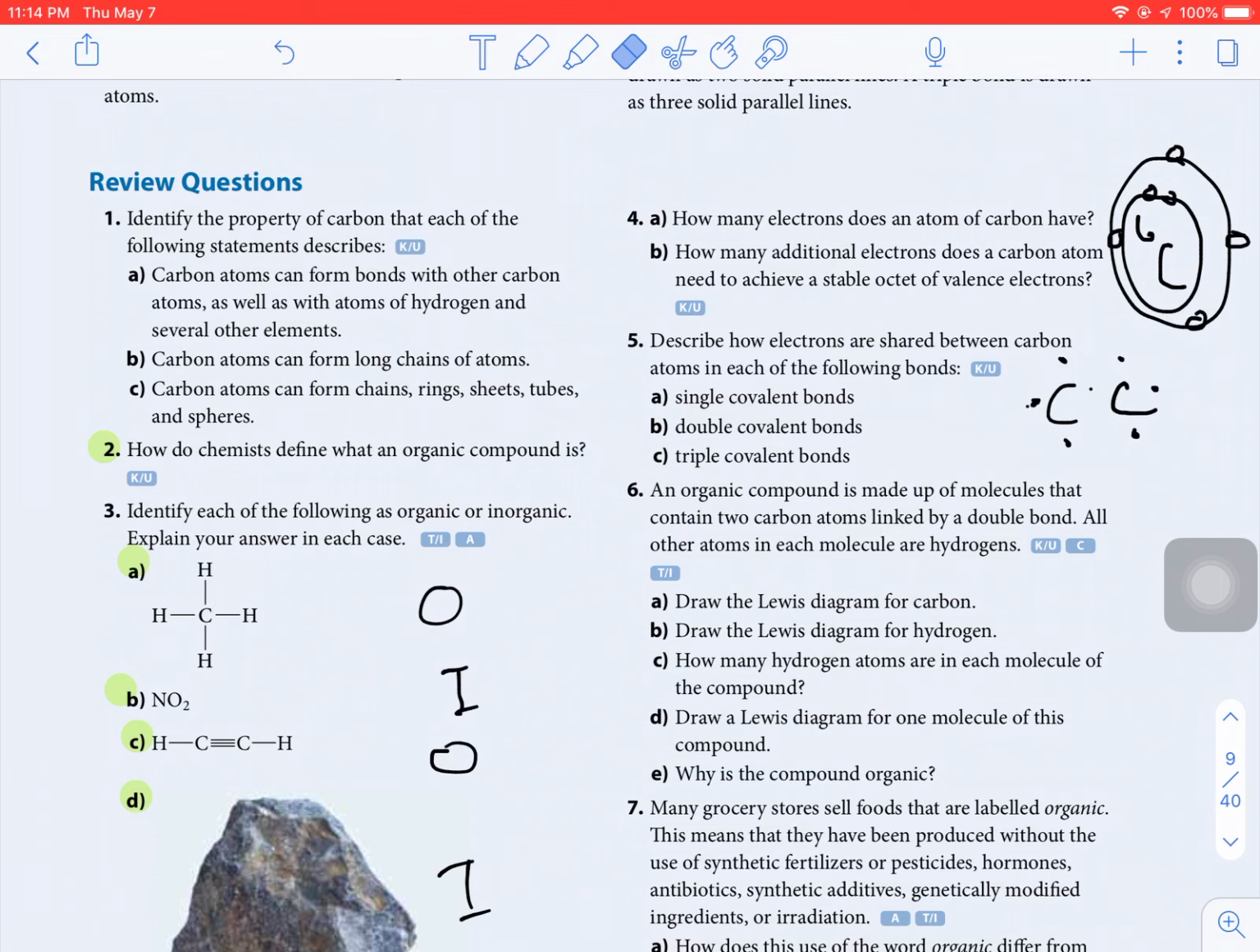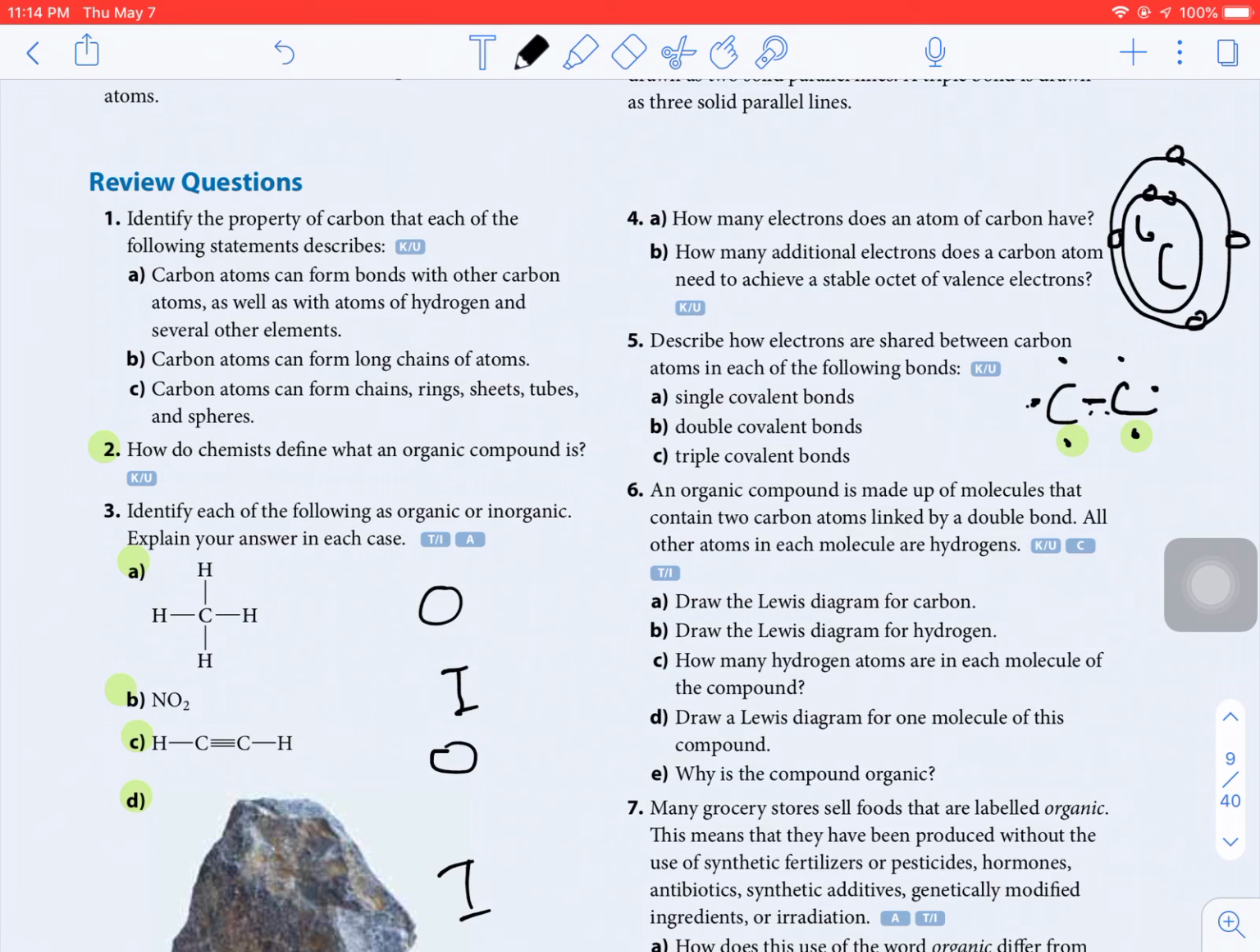We're going to replace that pair with a dash, right? The dash represents a pair of shared electrons. It says, describe how electrons are shared if they have a double covalent bond. Then these 2 carbons will take a second electron each, let's say these 2, and then shift them up so that they're in the middle here.